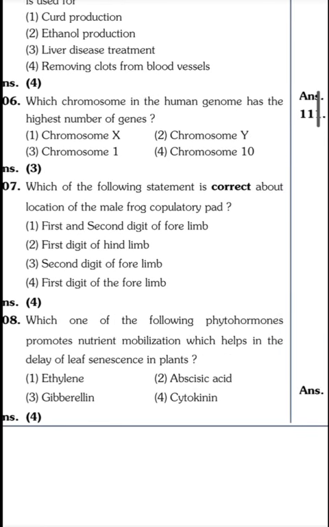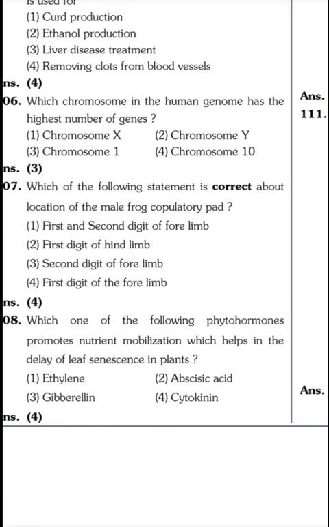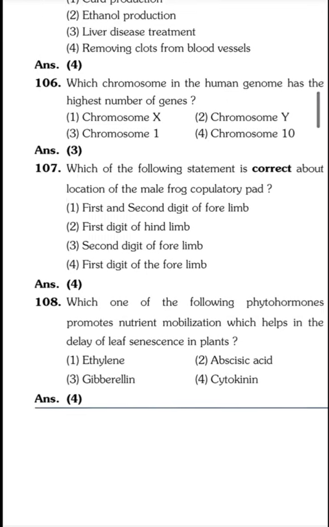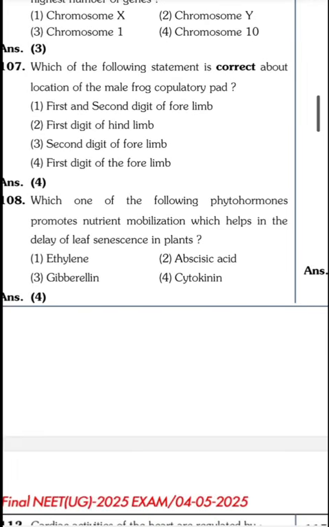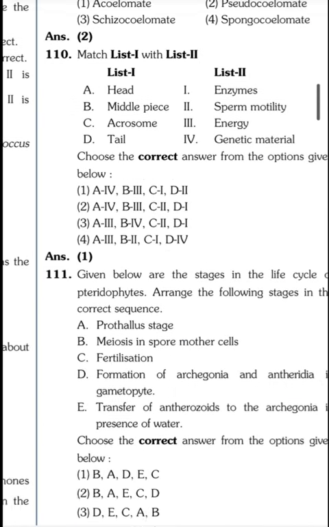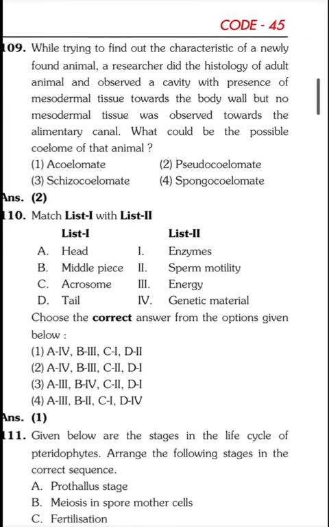Which of the following statement is correct about location of the male frog copulatory pad? It is in the first digit of the forelimb. Fourth option is correct. Which of the following phytohormones promote nutrient mobilization, which helps in the delay of leaf senescence? Senescence means aging. This is from plant growth and growth regulators chapter. So the answer, one which delays leaf senescence, is cytokinins. So cytokinins is the correct answer. I might have even told you in the class about Richmond-Lang effect.